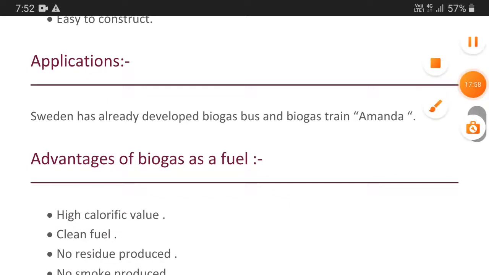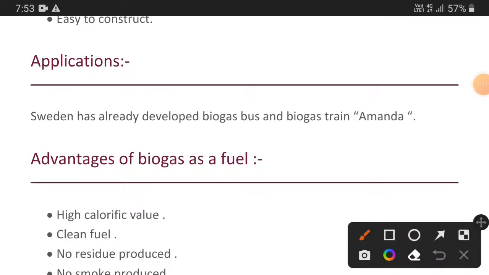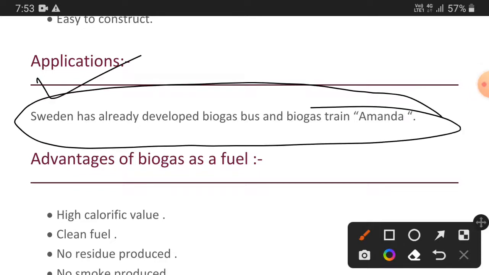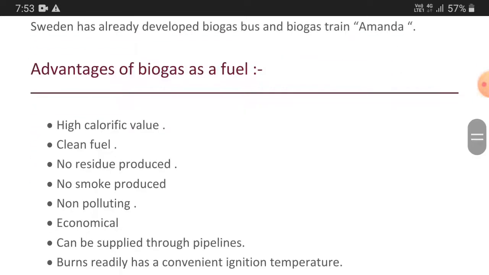What are the applications? Sweden has made a huge success in biogas. They developed a biogas bus and a biogas train named Amanda.